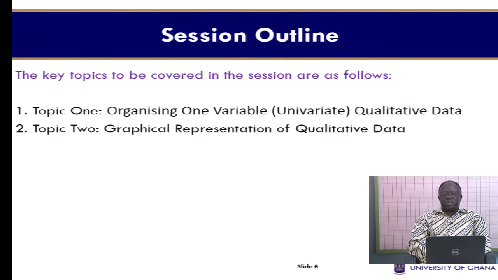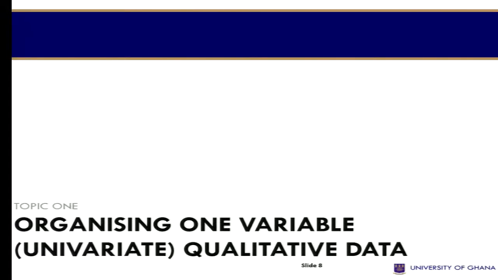These are your objectives, and these are what we are going to concern ourselves with. 1, organizing one variable, that is univariate data. And then 2, graphical representation of qualitative data. Your references as usual. All right, topic 1, organizing one variable, univariate qualitative data.